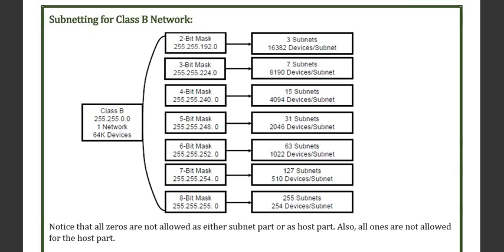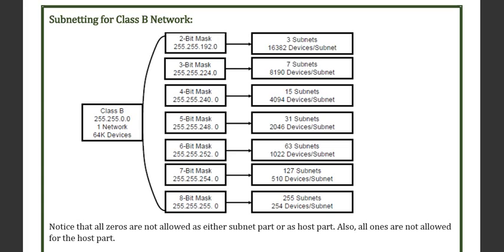Subnetting for class B networks. By this diagram we can easily see that here we have class B. That means we have 255 and 255 for network and 0 0 for host. Here we have one network and need to connect with 64K devices.